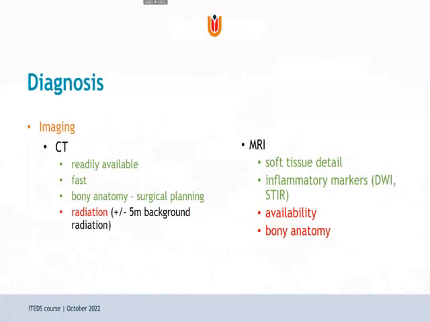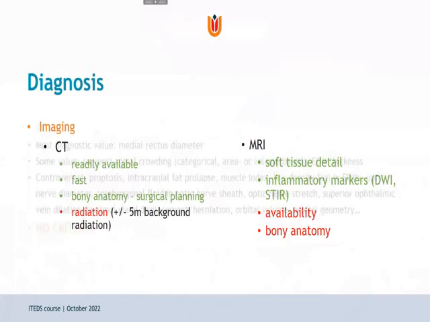An MRI offers more soft tissue detail and the option of evaluating inflammation as well through diffusion-weighted imaging and short tau inversion recovery sequences. The disadvantages are the availability and the bony anatomy that is less well defined, although it does allow for surgical planning.